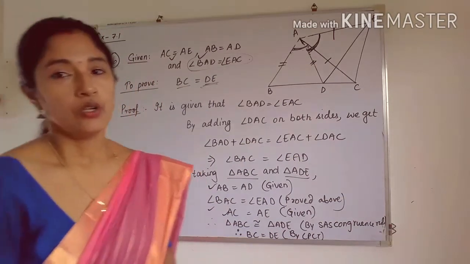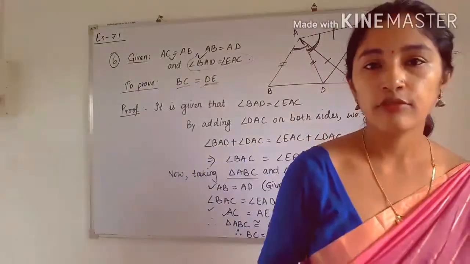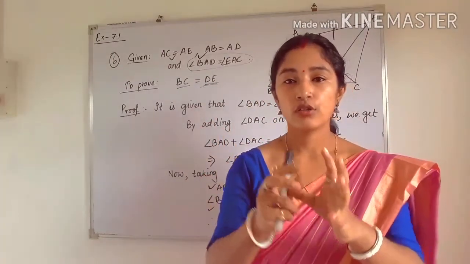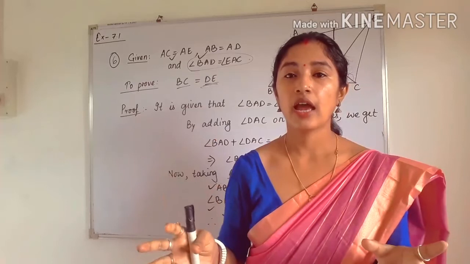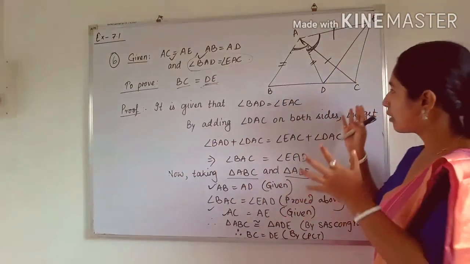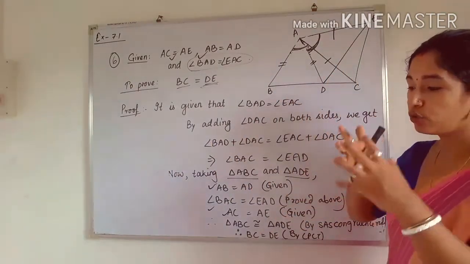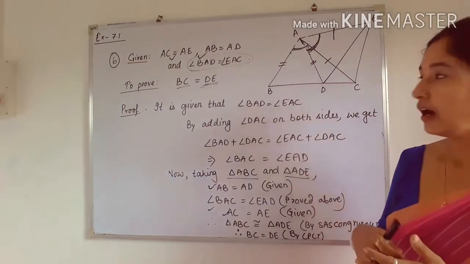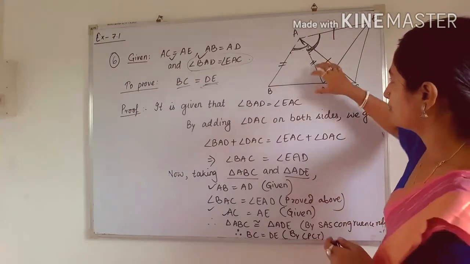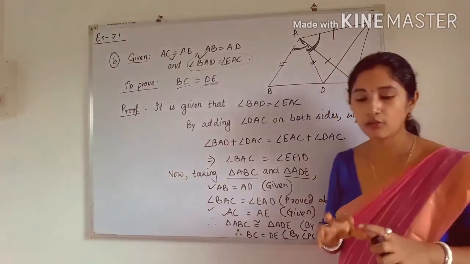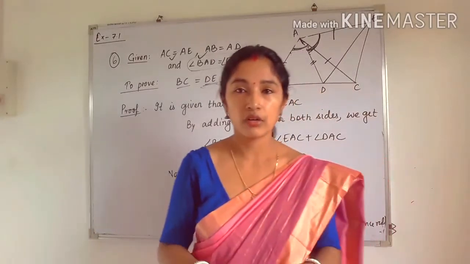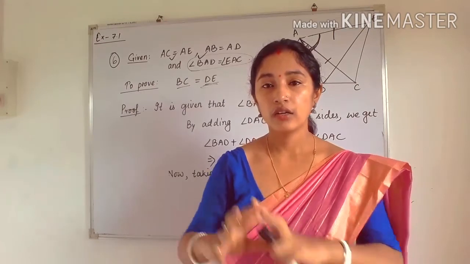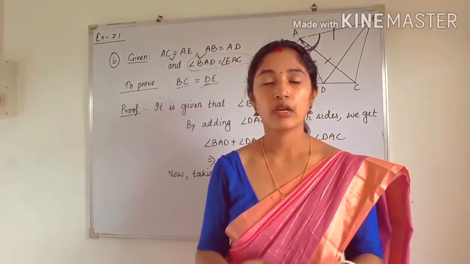One more thing: if you don't understand from the diagram, you can also draw two different diagrams. Here the two triangles are combined, so you can draw two separate triangles to understand it easily. But that diagram should be in rough, not in the fair copy. You cannot draw the diagram in the fair copy, so you can draw it in the rough copy and refer to it.